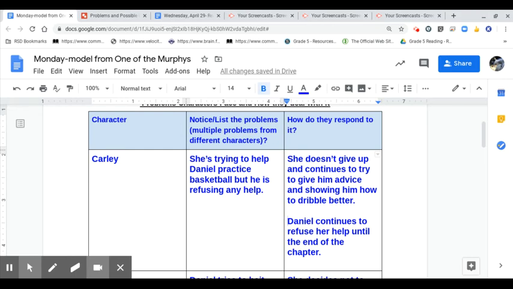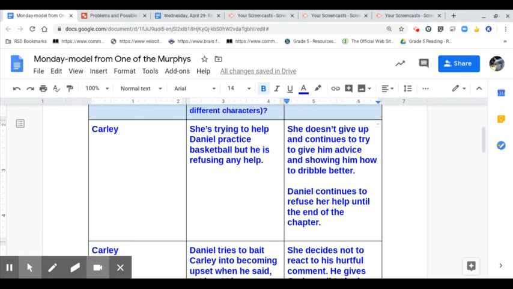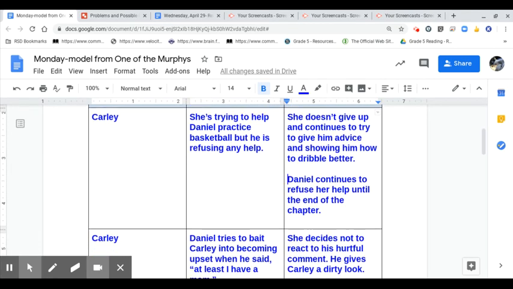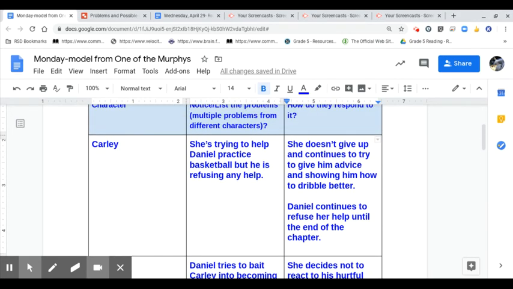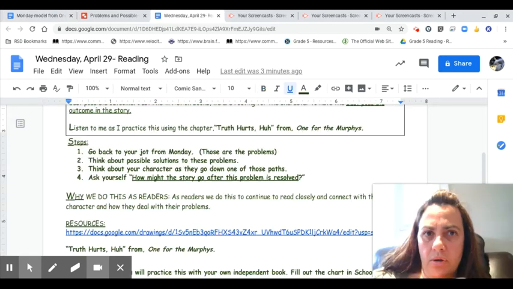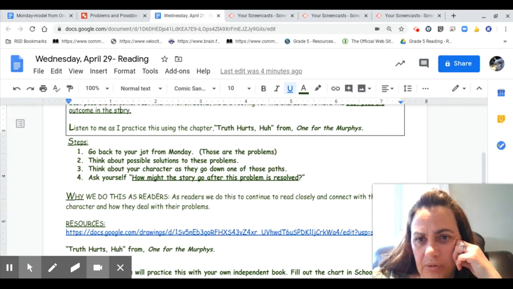And how do they respond? Well, Carly doesn't really give up, and she continues to try to give him advice and showing him how to dribble better. But then how does Daniel respond? Well, Daniel continues to refuse her help until kind of the middle of the chapter. And then I did a few more as a couple examples, which I'm sure you did as well. And then the next thing is think about possible solutions to these problems.